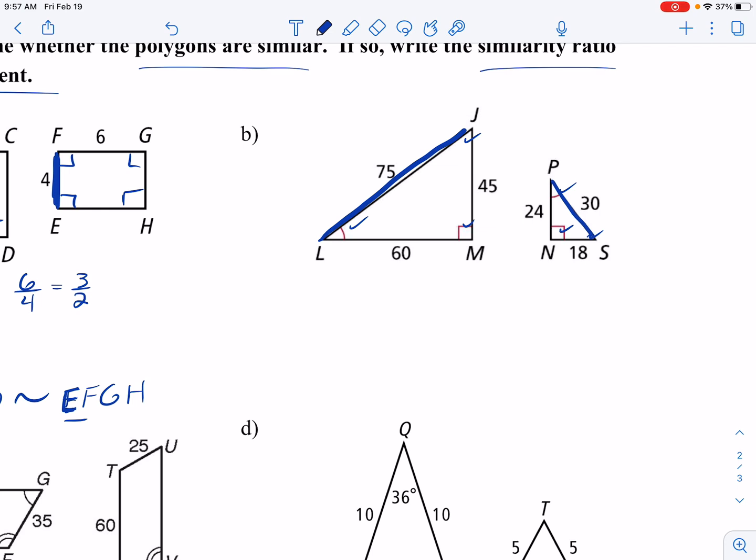75 to 30. Reduce this down. I think 15 goes into both. 15 goes into 30 2 times. It goes into 75 5 times.